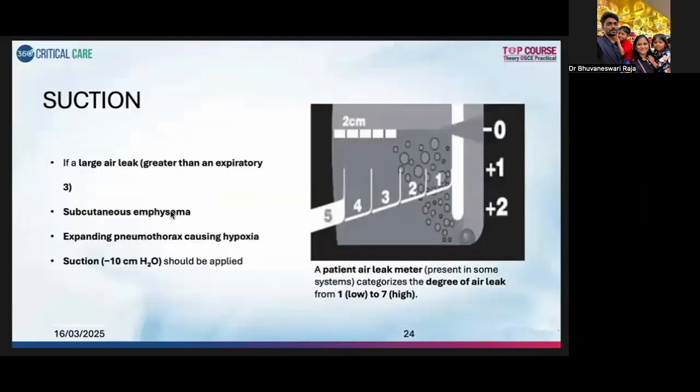third chamber. So if a large air leak is detected, or if there is subcutaneous emphysema, or there is an expanding pneumothorax despite the ICD being connected to a two chamber, an additional suction of minus 10 centimeter of water should be applied. Okay, and in some of the systems there is an inbuilt air leak meter which detects the degree of the air leak from 1 to 7. So whenever the air leak is more than 3, then it is considered to be a significant air leak where you have to connect the patient to the negative suction.